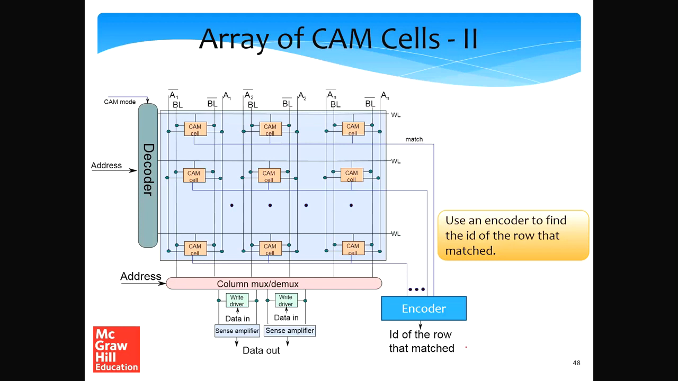Subsequently, we can use an encoder to find the ID of the row that matched. If you recall, an encoder takes 2 to the power n inputs, where one of the inputs is 1 and the rest are 0. Subsequently, you have an n-bit output which gives the ID of the input that matched. This is exactly what we need over here. So for example, if this is the second one, then the output will be 0, 0, 0, 1. The first line we are assuming is all zeros, so this is a match in the second row. It will be 0, 0, 0, 1.